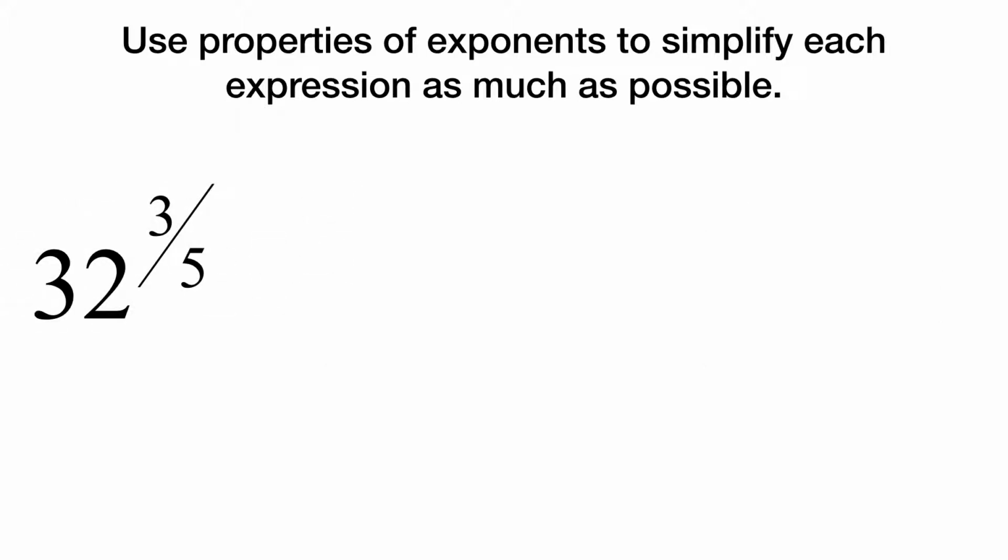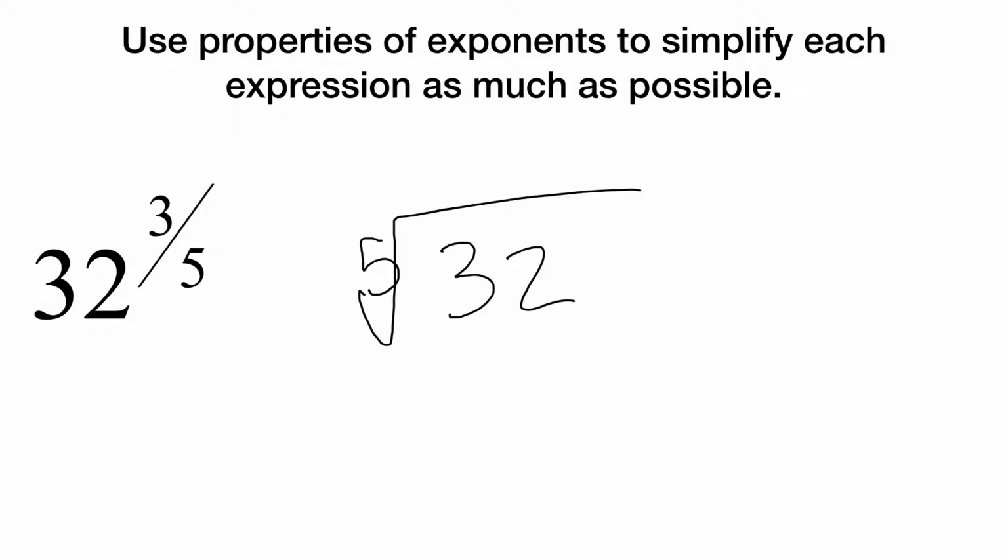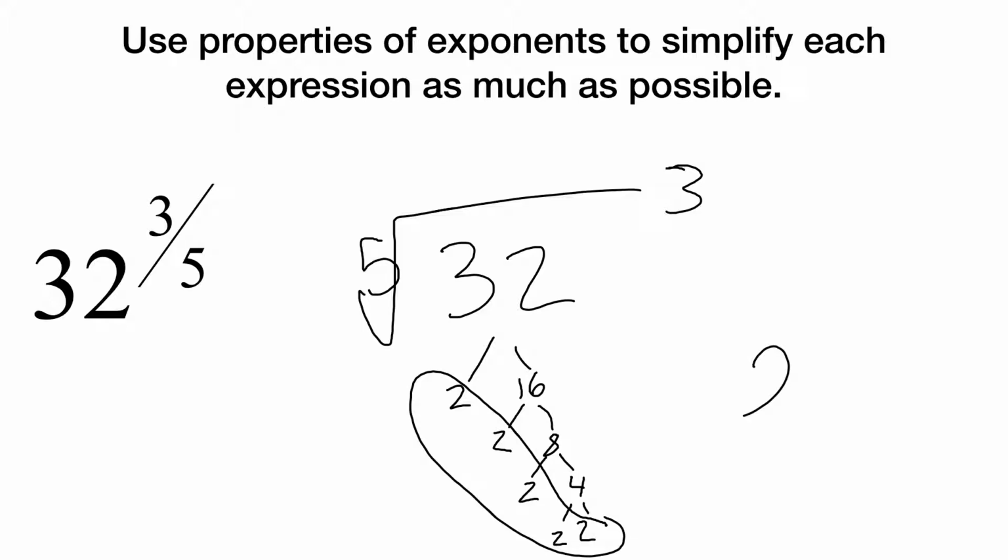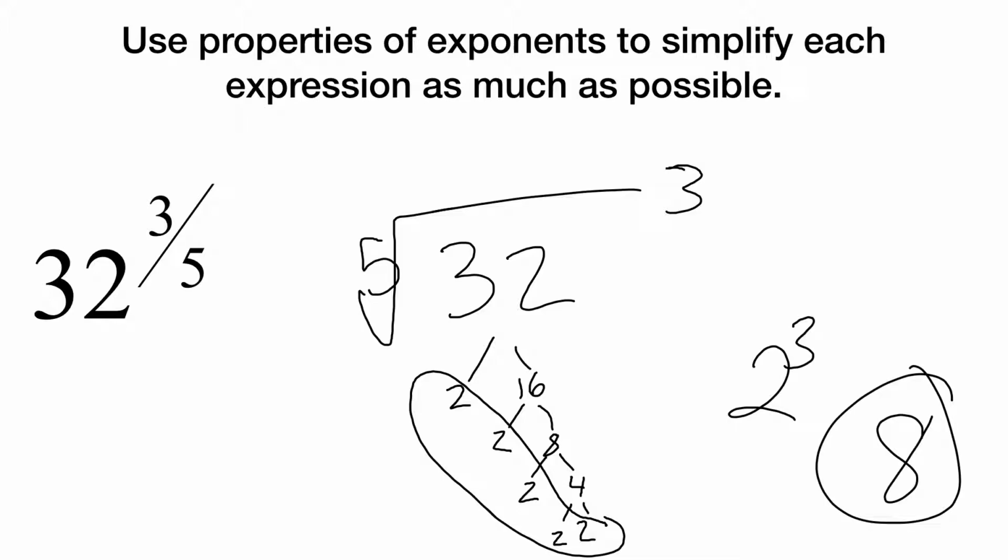Okay, let's try this one. 32 to the 3/5 power. Now, some people might want to first cube this, but I'm going to first find the 5th root of 32 and then cube it. So 2 times 16, 2 times 8, 2 times 4, 2 times 2. Hey, there are 5 2's, which means it becomes 2 cubed, or 8.